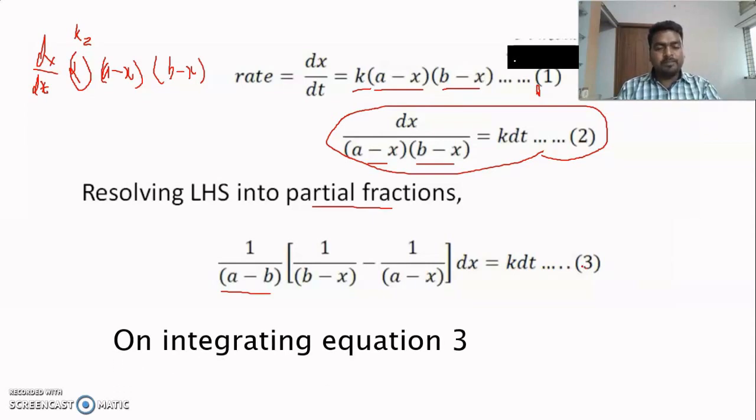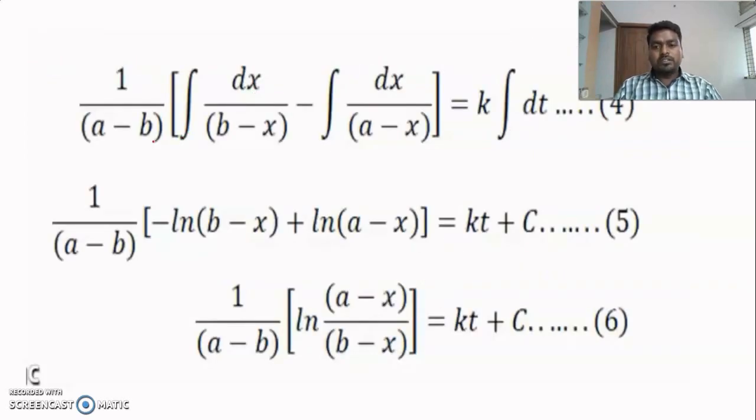Then we integrate equation 3. The 1 divided by (a minus b) is a constant, so we keep it outside. We integrate [1 divided by (b minus x) minus 1 divided by (a minus x)] dx, keeping k as a constant, and the integration of dt. We know the standard formula: the integration of 1 by x into dx is equal to ln x.